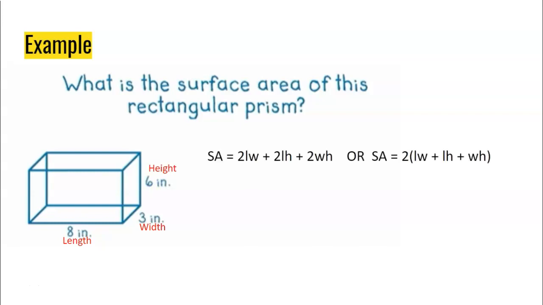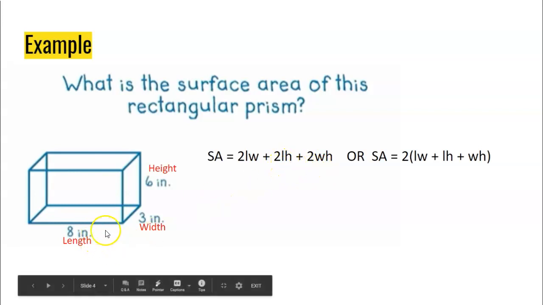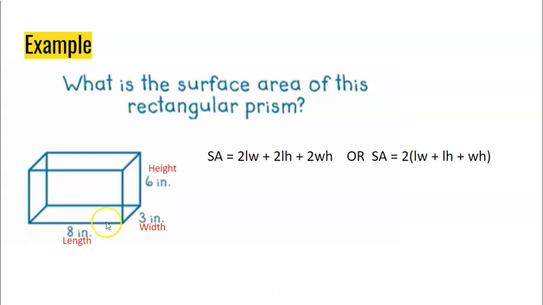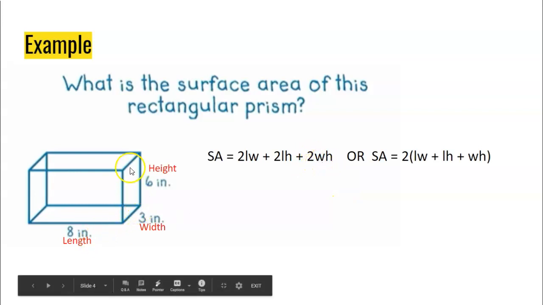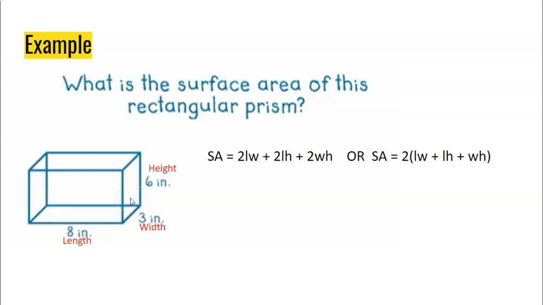Okay, we have 2 different formulas that we can use. One is 2 times the length times the width. And if you think about length times width, that would be like the top and the bottom of this prism. 2 times the length times the height. Well, length times height, this is the length, this is the height. That's like the front and the back. And 2 times the width times the height. Here's the width, here's the height. These are like the 2 side pieces. So that's one way that you can do it.